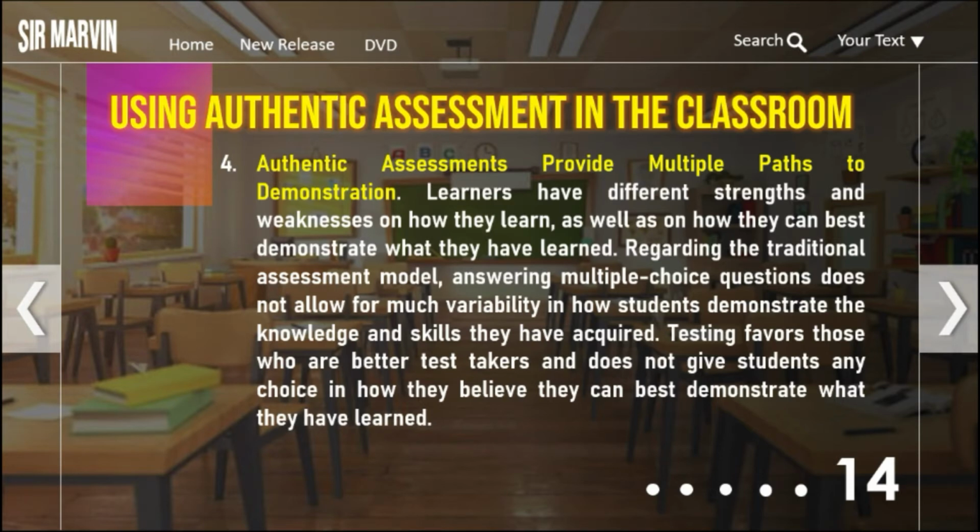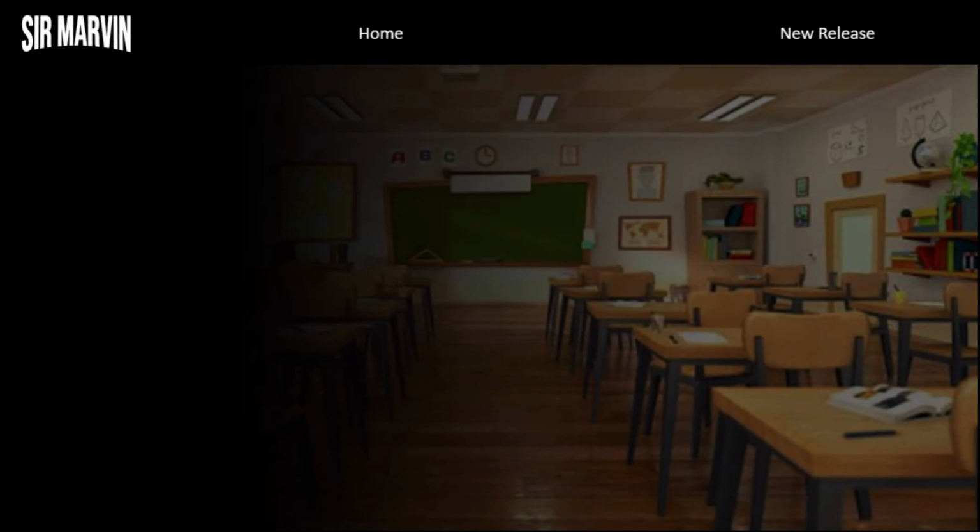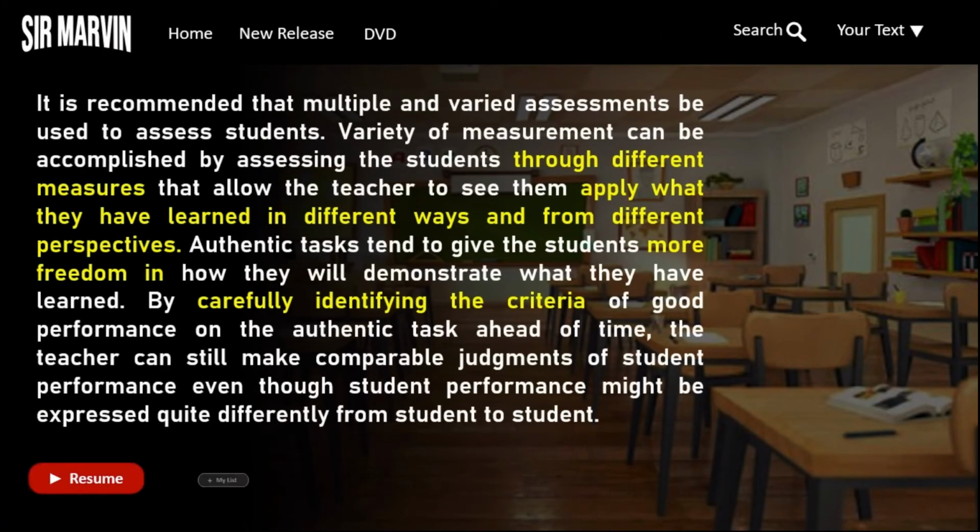Unlike sa traditional assessment kasi, such as multiple choice questions, it does not allow for much variability. And yung traditional assessment kasi medyo biased din, okay? Meron siyang pinapaboran. That's why hindi dapat mag-rely si teacher sa traditional assessment lang. It is recommended that multiple and varied assessments be used to assess students.